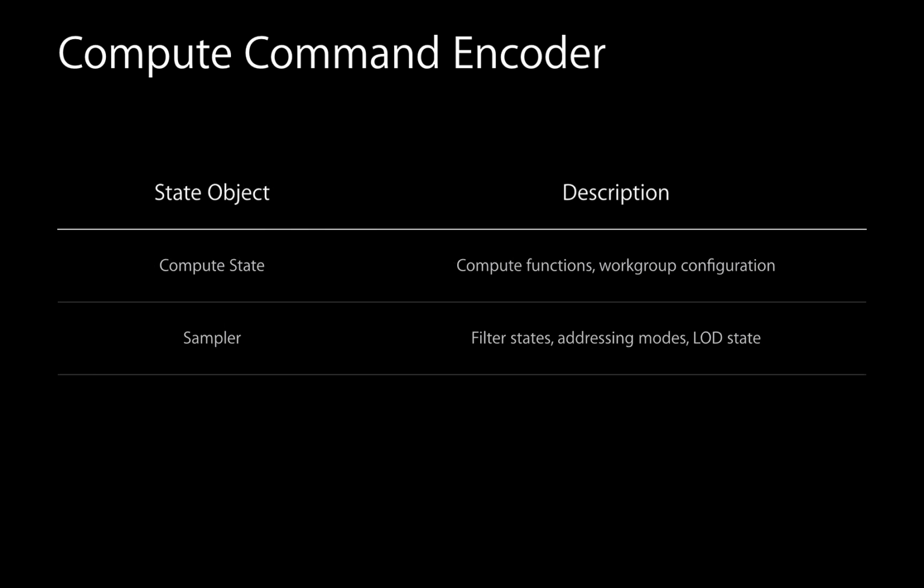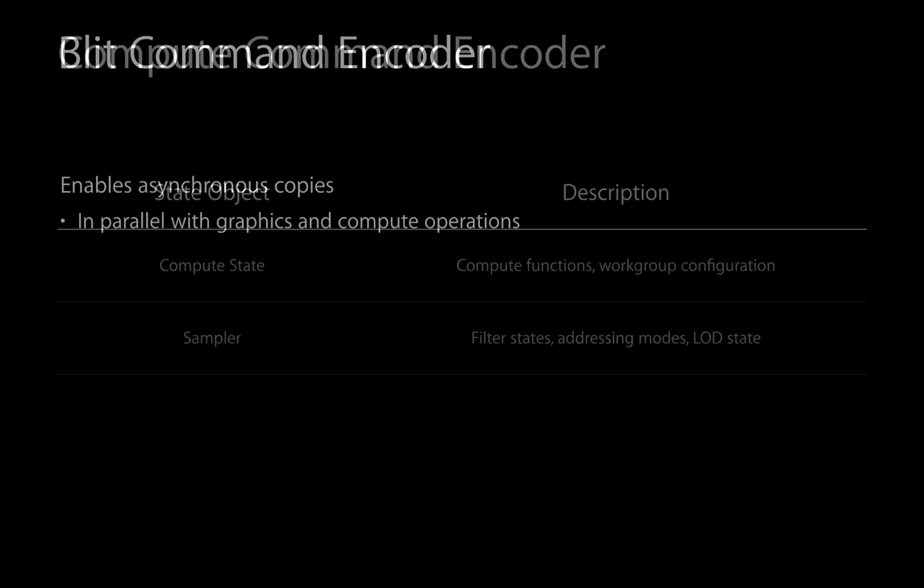And probably a little bit different from how graphics looks in Metal, there's very little state in the compute command encoder. There's some state for specifying exactly which compute kernels you're going to be using and how you're going to configure workgroups. And that's pretty much it. If the compute command encoder seems simple, that's because it is.